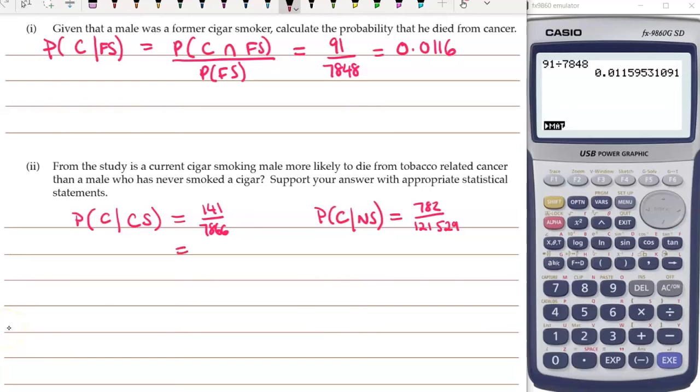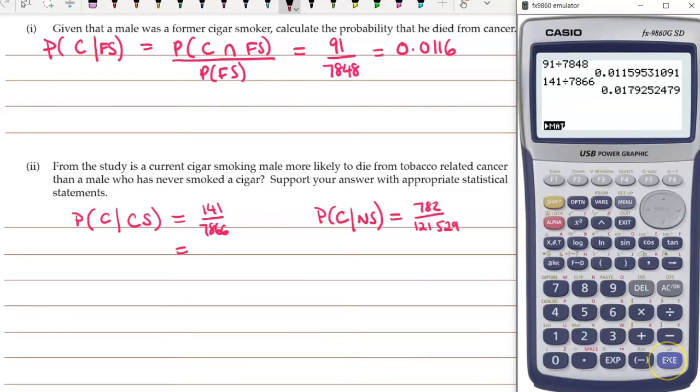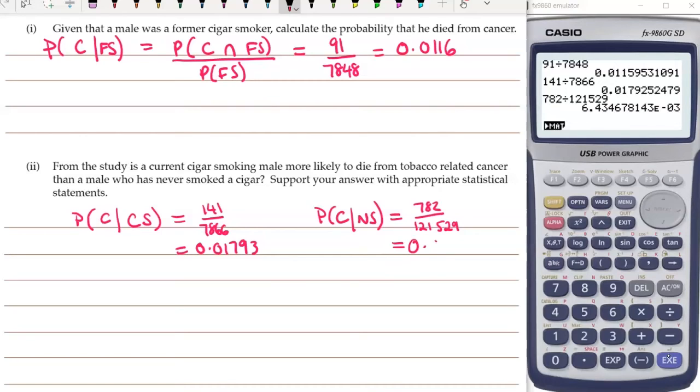Okay, so this one, 141 divided by 7866 is 0.0179. Actually, we'll include the fourth decimal place, fourth significant figure. 782 divided by 121,529. That's not right. Oh yes, sorry, missed the E at the end. So that's 0.006435.